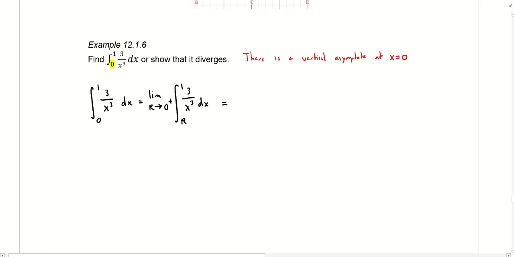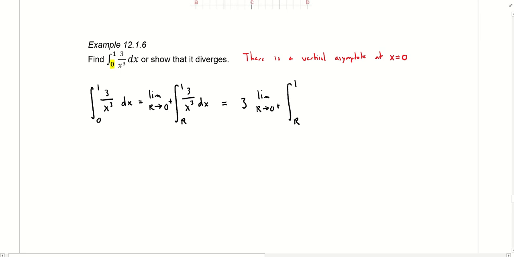Now let's see if we can make this maybe a little bit easier to solve for that integrand. That numerator, 3, is just a constant, so I'm going to go ahead and just take that out of everything, including the limit. So I'm going to rewrite this as 3 times the limit as r goes to 0 from the right. And we're integrating from r to 1.